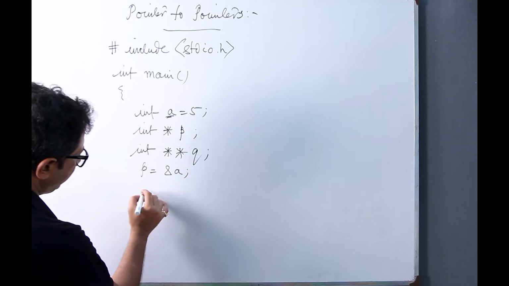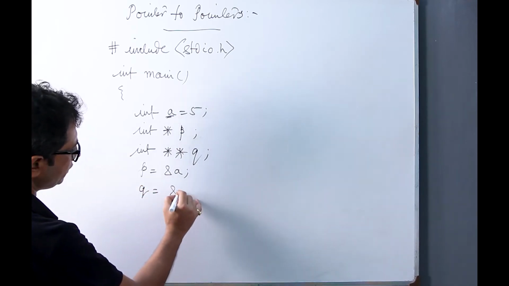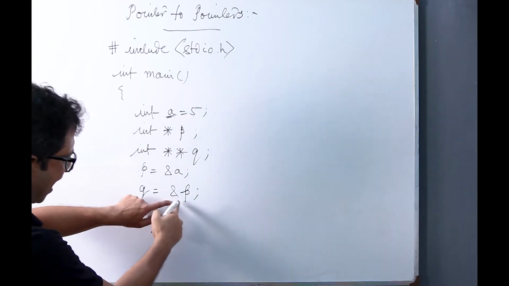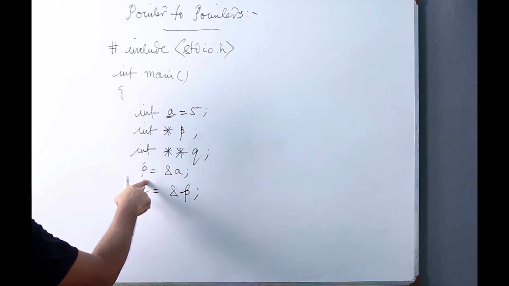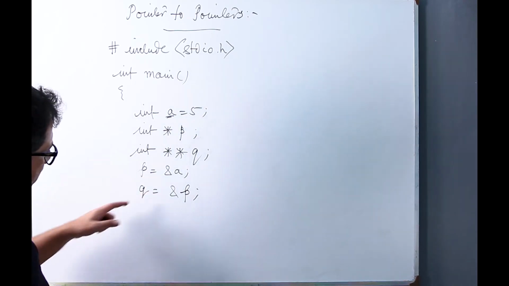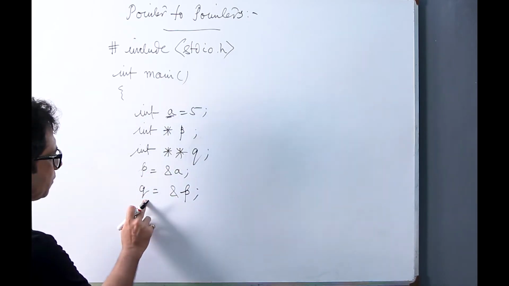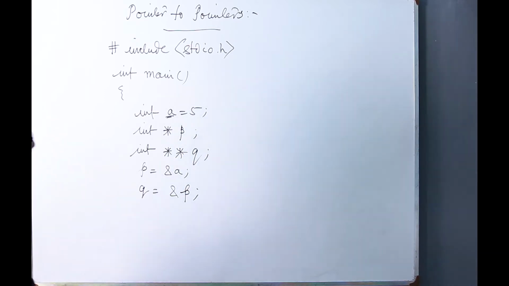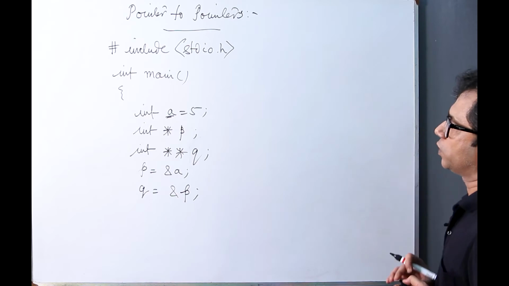And now I will write q = &p. So I have assigned the address of p into the pointer variable q, which is nothing but a pointer to a pointer, because it points to the pointer. So that's why it is a pointer to a pointer. Now I am going to write some printf statements in order to make you understand what will get printed in this program.